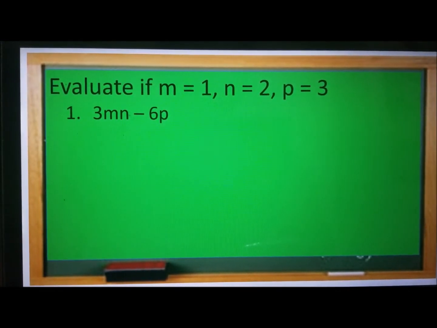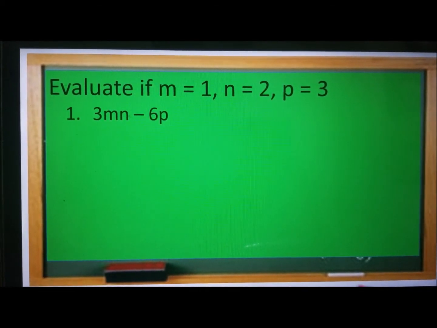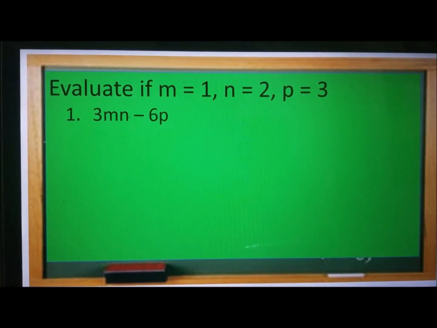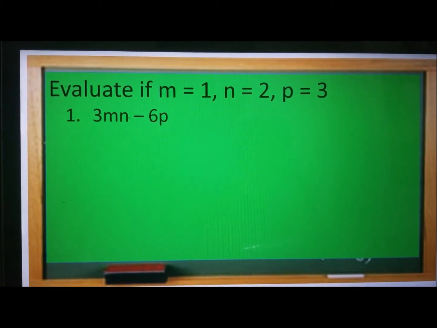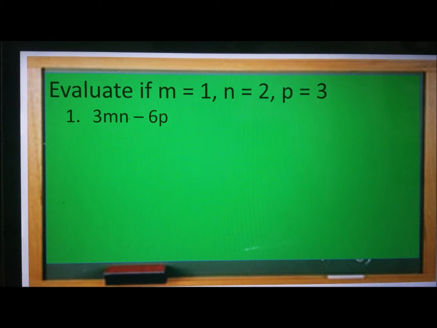Let us now evaluate algebraic expression. For the first example, I have here: evaluate 3mn minus 6p if the value of m is 1, the value of n is 2, and the value of p is 3. So following the steps that we had earlier, the first thing to do is the process of substitution. So let us now substitute the value of the variable to the given expression.